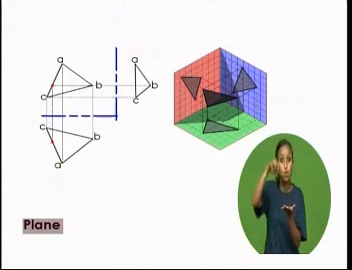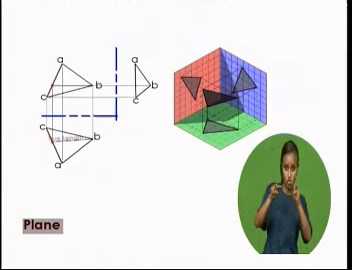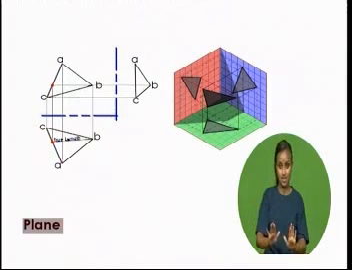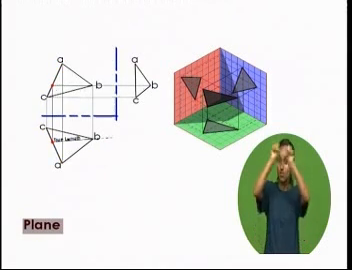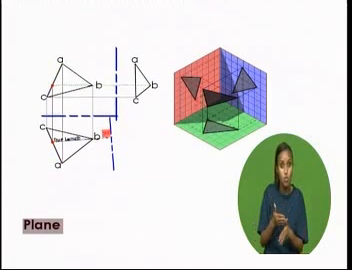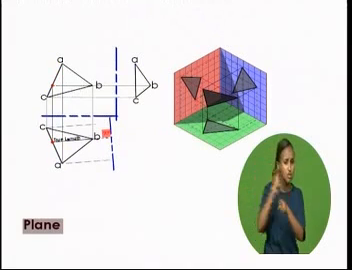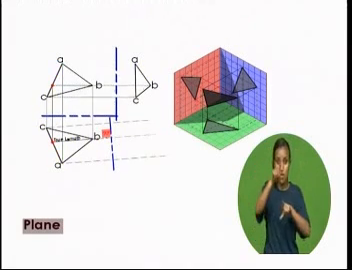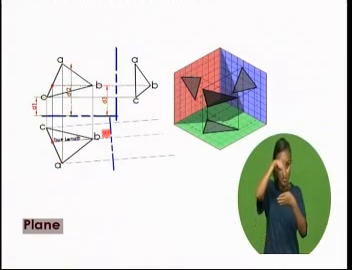Construct the projection of the horizontal line on the other view of the plane. This line is obviously the true length of the horizontal line. Set up an auxiliary view perpendicularly to the true length of the line to find its point view and the edge view of the plane as well.